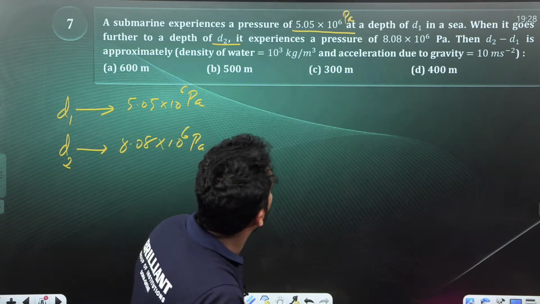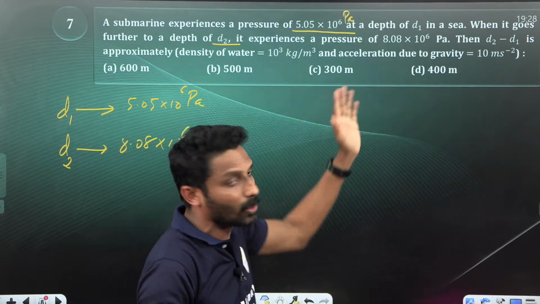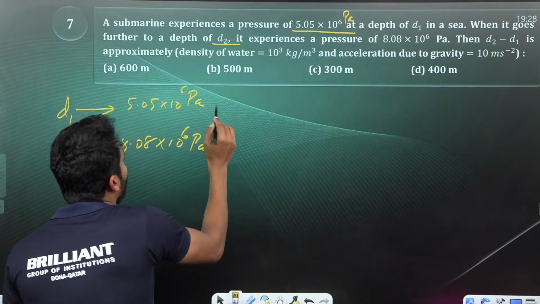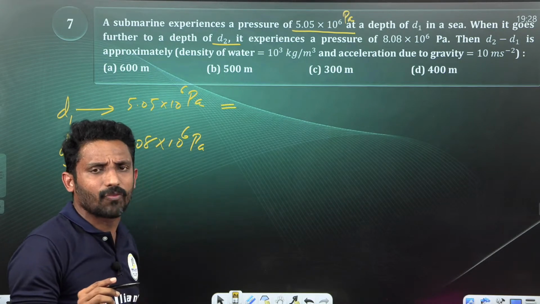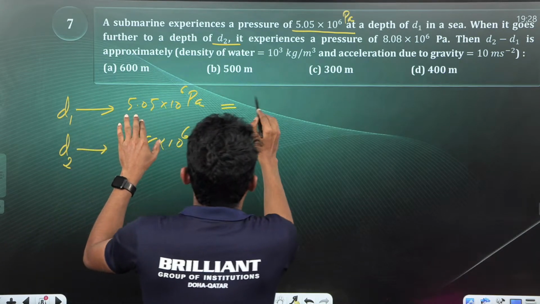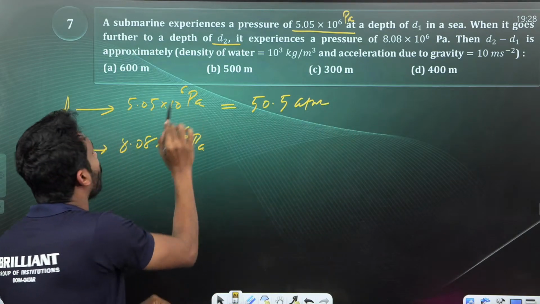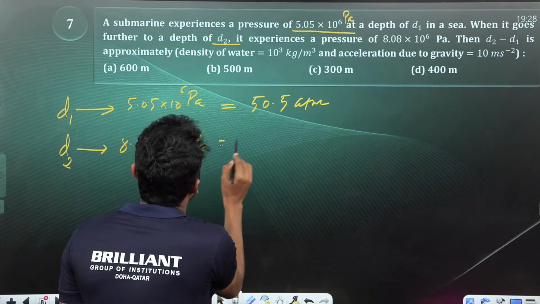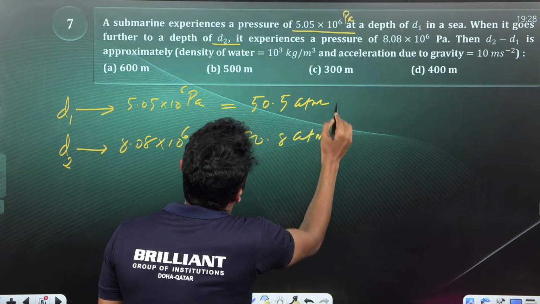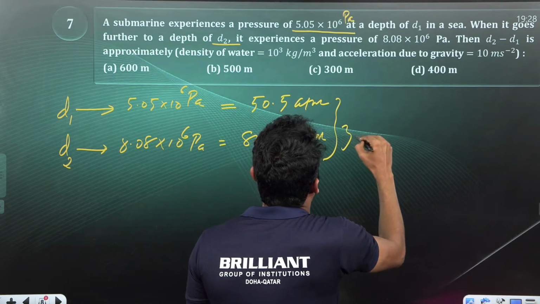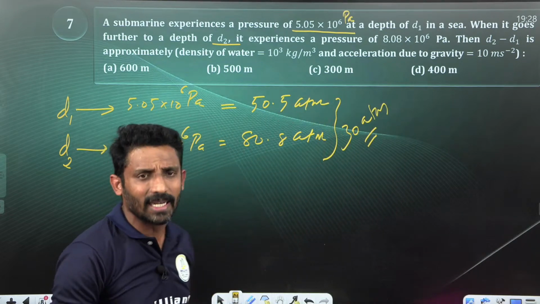Clear? Now, D2 minus D1 is approximately, density of water is given, acceleration due to gravity is also given. Listen, what is 1 atm? We know 1 atm is approximately 10 raised to 5 Pascal. So this one is, I can write 50.5 atm approximately, 50.5 into 10 raised to 5. And this one is equal to 80.8 atm. Now, these two pressures have approximately a difference of 30 atm.